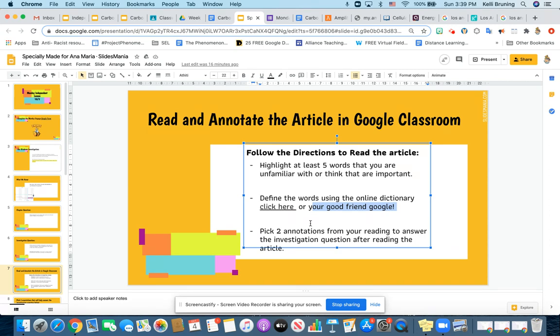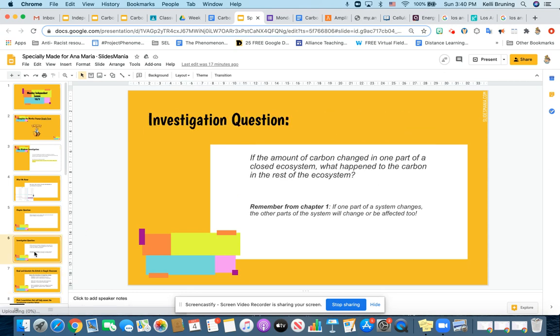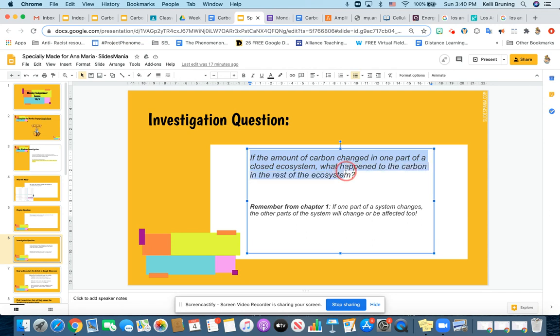So you need to define the words that you highlight in the article, and you need to highlight at least 5 that you are unfamiliar with, or think are important or stick out to you. You're then going to annotate this article, and you're going to pick 2 annotations from your reading to help you answer this investigation question after reading the article. And we want to remember our investigation question is, if the amount of carbon changed in one part of the closed ecosystem, what happened to the carbon in the rest of the ecosystem?